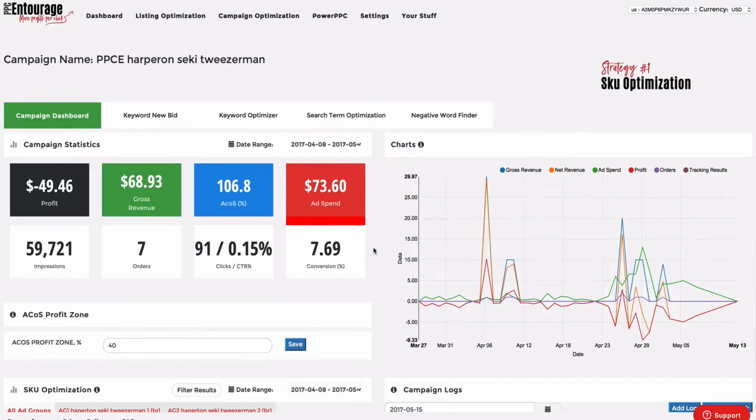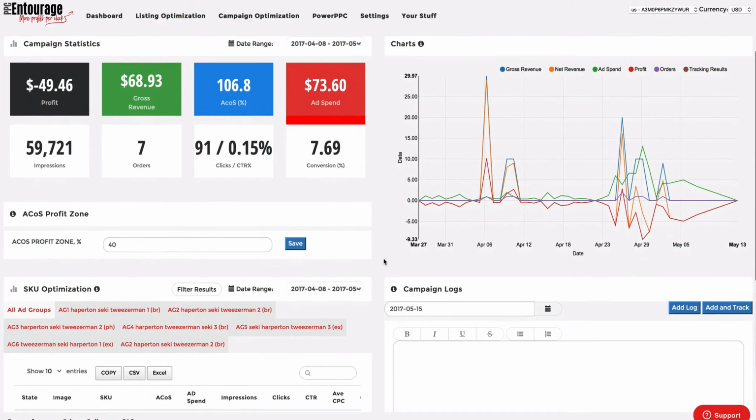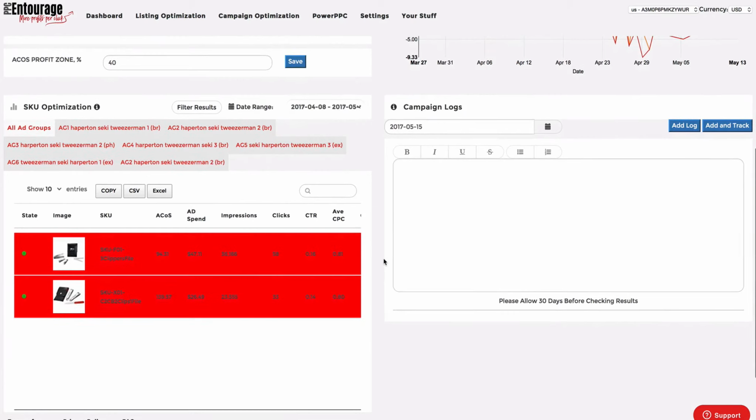The most basic form of optimization we call SKU optimization, and it's the first strategy inside of the PPC Entourage Blueprint Series. And SKU optimization is really simple. You're basically looking at the SKUs that are inside of your campaign to determine whether or not those SKUs are profitable or not, and whether or not you want to pause a particular SKU.